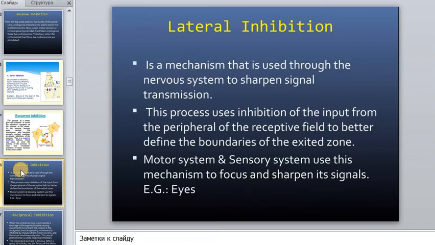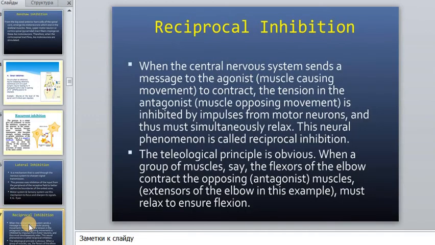One more kind, lateral inhibition, is a mechanism that is used throughout the nervous system to sharpen signal transmission, and this process uses inhibition of the input from the periphery of the receptive field to better define the boundaries of the excited zones. Motor and sensory systems use this mechanism to focus and sharpen their signals. For example, it is in the eye.